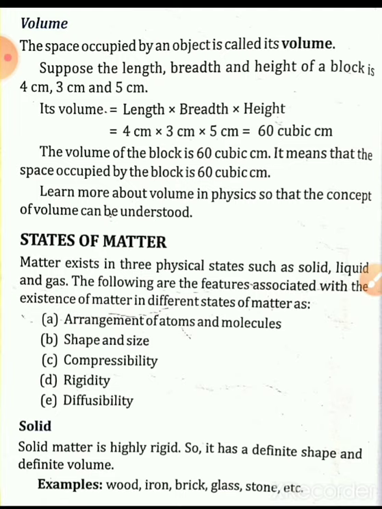As we have discussed, matter is that which occupies some space and has mass. The space which matter occupies is called volume. Every object is made up of matter, as I have already told you. So the space occupied by an object is called its volume. Okay students, the space occupied by an object is called its volume.